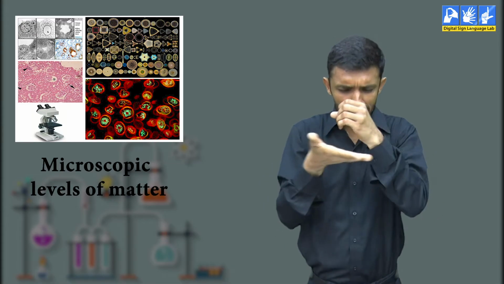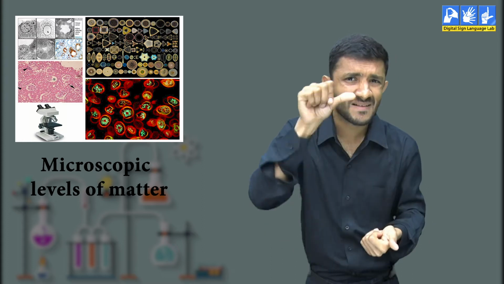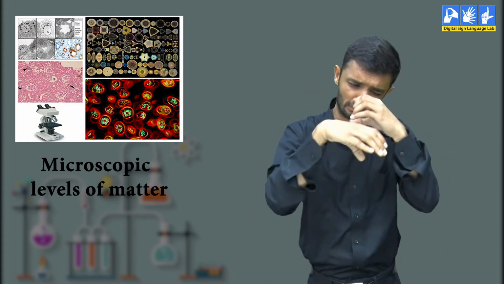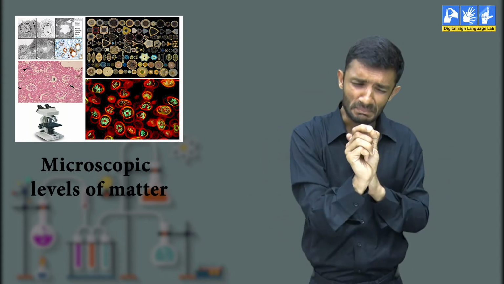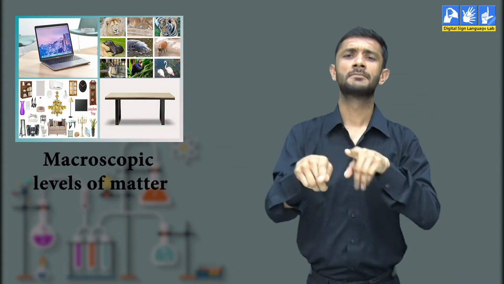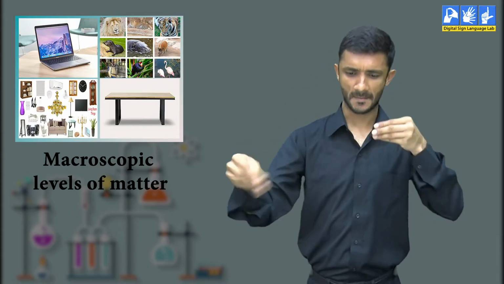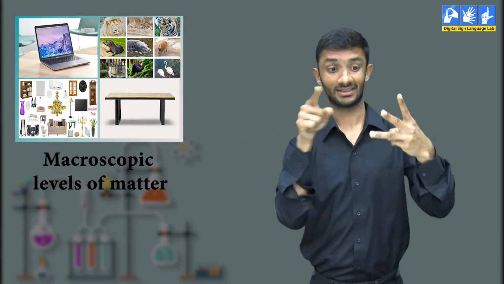Second point, the microscopic level of matter, the cells and microorganisms that are too small to see and can only be seen under a microscope. And the macroscopic level of matter, which includes the organisms and objects that can be seen by the naked eye.